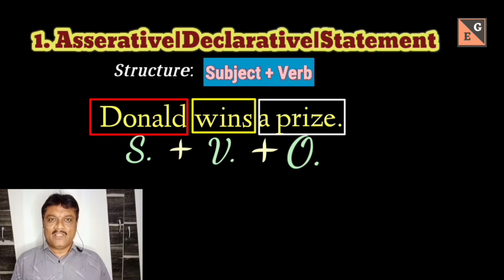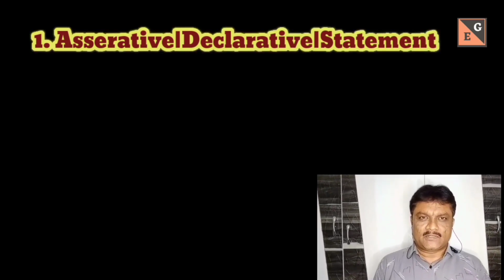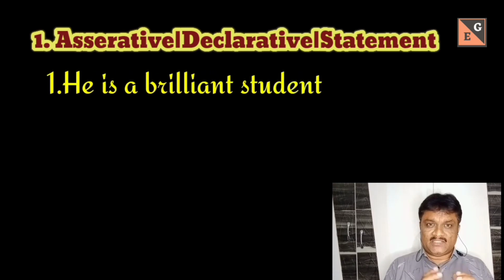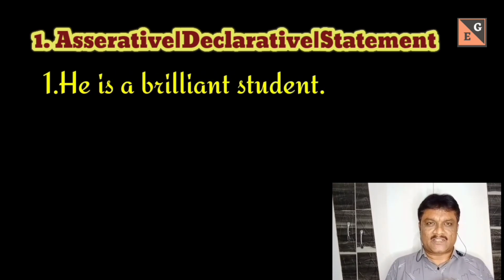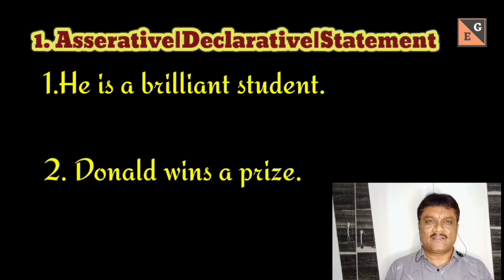Now friends, we have seen these sentences in their affirmative or positive form. Now let's try to change all the sentences into negative ones. Let's take a couple of examples. First, he is a brilliant student. And second, Donald wins a prize.